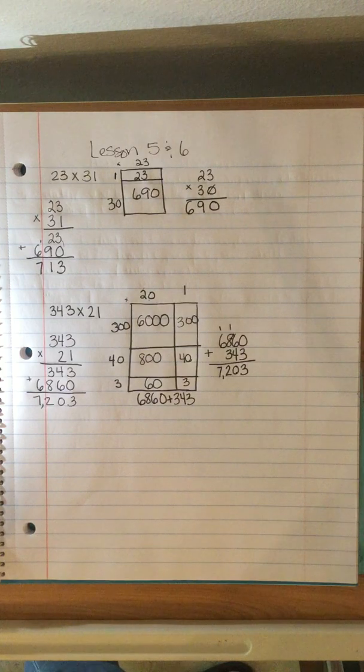Pause there to make sure you're caught up with me. And then we're going to move into our next example. So our next example is 64 times 73.